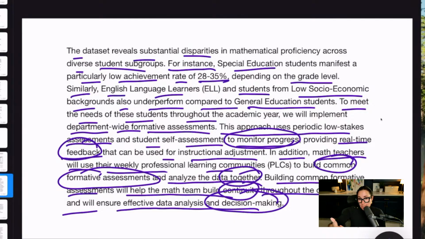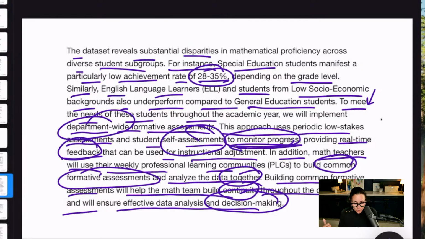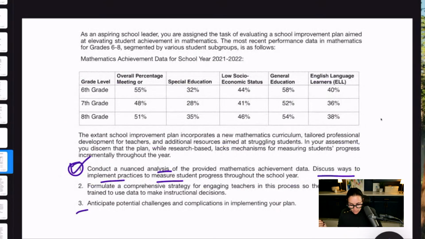I summarized the data. I got specific on a few things, not every data point, but I did dig down. And then I said, all right, to meet the needs of these students, we got to implement formative assessments. I got even a little bit more specific: department-wide self-assessment, monitor progress. And then I tell you why it's going to work, why it's going to help. All right, check. Number one, both things. This part's checked, and then discuss ways to meet the needs.